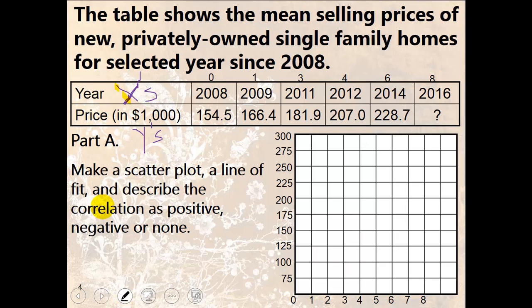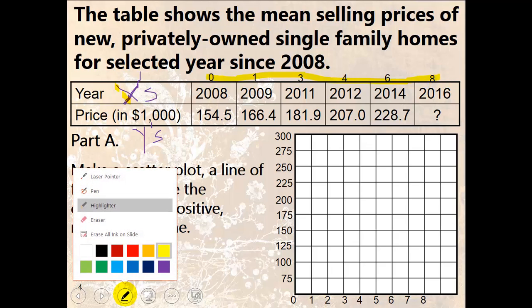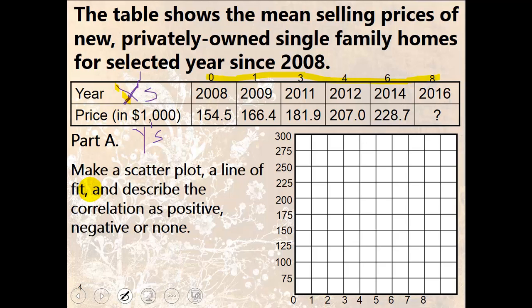And notice what I did up here at the very top. So 2008, that's like year 0. And then 2009 would be year 1. And 2011 would be year 3. It's just an easier way to put them on a graph instead of having to put 08, 09, 11, 12, 14, 16. All right, so let's go ahead and graph these and then draw a line and then decide if it's a positive or a negative or no correlation at all.